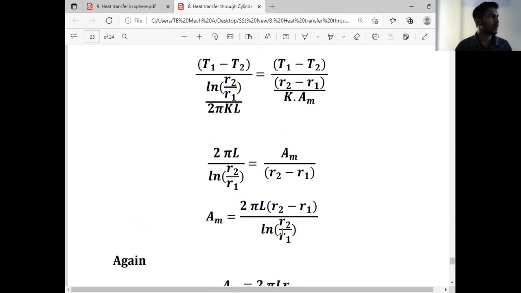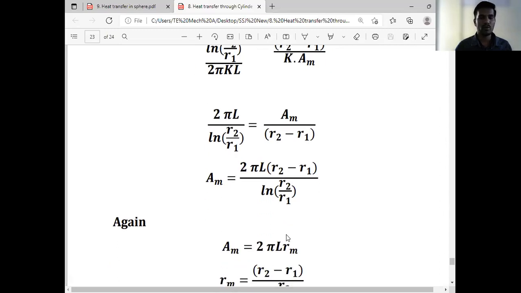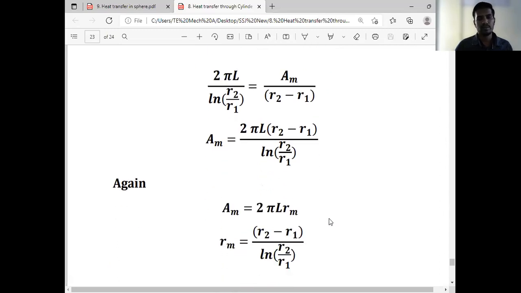R2 minus R1 divided by ln of R2 by R1. Okay, so write down RM is equal to what? RM is equal to R2 minus R1 divided by ln of R2 by R1. Okay, so this radius is nothing but logarithmic mean radius. So how to calculate the logarithmic mean radius? R2 minus R1 divided by ln of R2 by R1.